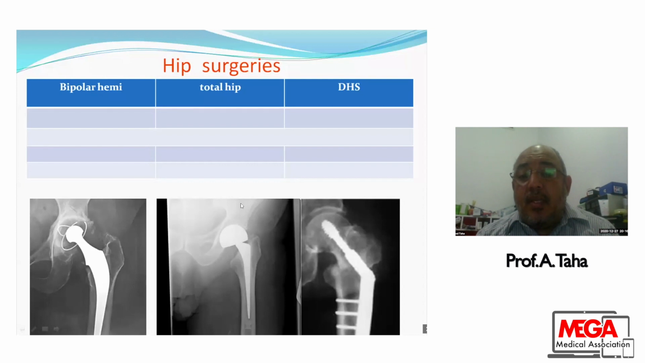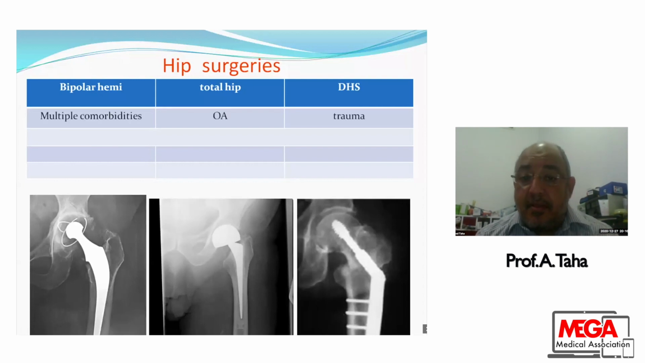Total hip is usually done for osteoarthritis. In DHS, the fracture is intertrochanteric, so there is no need to replace the head; the blood supply to the head is intact, so we just correct the fracture. In these two cases, the patients may be healthy or may be risky; it depends on the case. But unfortunately, in bipolar, the patients most of the time have multiple comorbidities. Bipolar is usually done after fracture of the neck of the femur, when the feeding vessel to the head is impaired, so they have to replace the entire head of the femur.